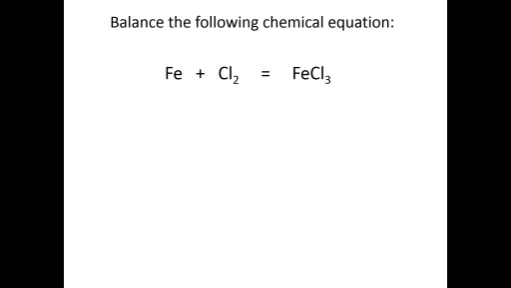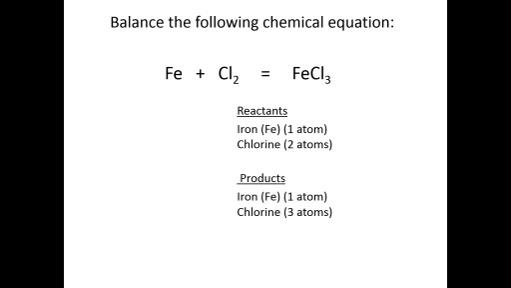Moving on to this last example for balancing chemical equations. You have iron, you have chlorine, and you have iron chloride as your product. Notice you have an atom of iron, 2 atoms of chlorine, and you form iron chloride. Here are your initial reactants: 1 atom of iron, 2 atoms of chlorine. Your initial products: 1 atom of iron and 3 atoms of chlorine. How do you go about balancing this equation?